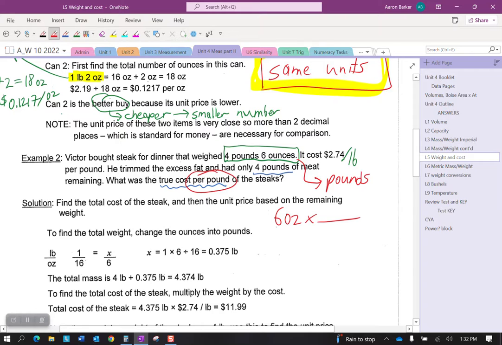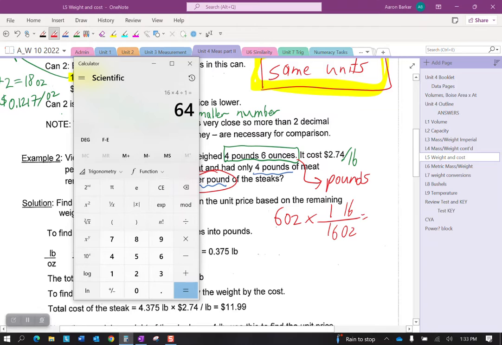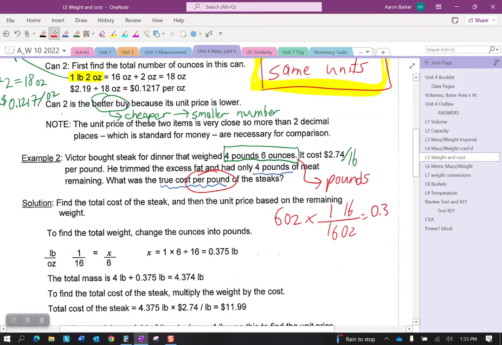Perfect example of what you do when you do your homework, right? So 6 ounces is correct. We want pounds, so 1 lb in 16 ounces. Now I know I'm on the right track. So I go 6 times 1 divided by 16 equals 0.375. And that's going to be pounds. And we add it to the 4 pounds we already have that Mr. Barker forgot about. And so the total poundage is 4.375 pounds. That's the total poundage.